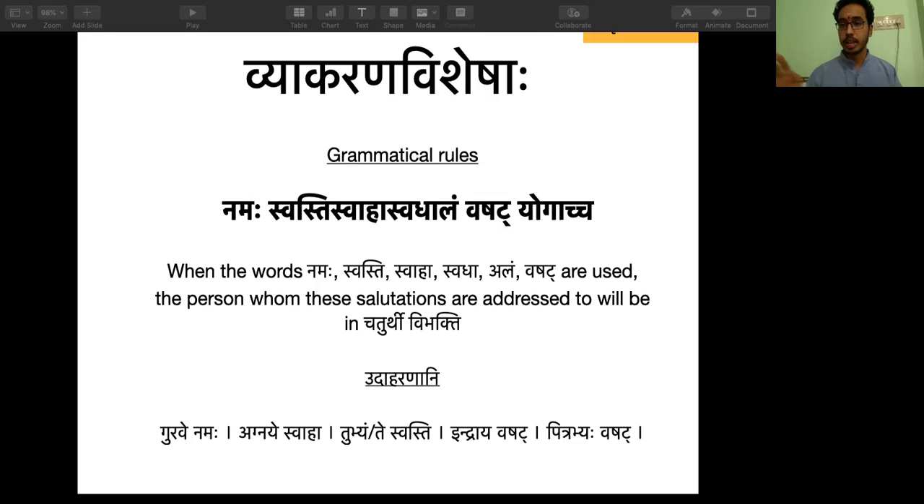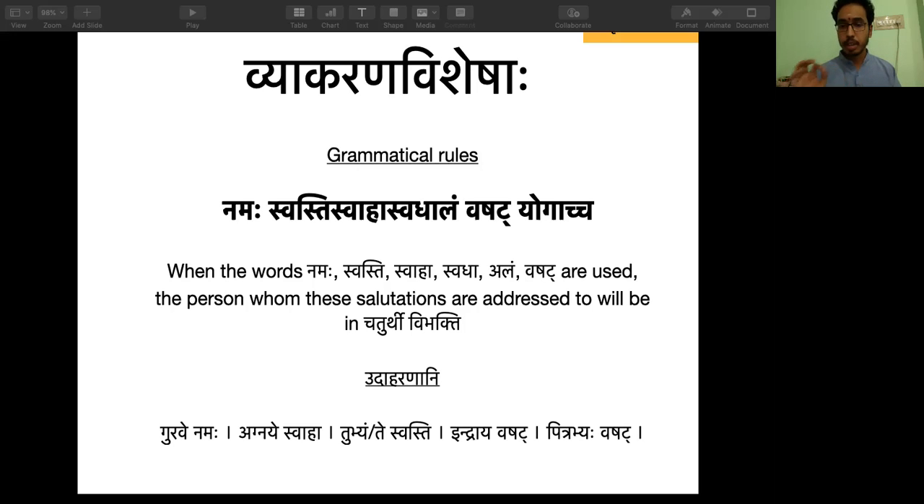Ninage Olleyadagali. To you, let everything be good. So Swasti also will get Chaturthi. To whomever you are giving this blessing, that receiver of the blessing will take Chaturthi Vibhakti. Tubhyam or te. Again, Vashat. Indraya Vashat. Pitrabhya Vashat. Swadha. Whenever you use these, for example, Indraya Swadha, Pitrabhya Swadha, the same applies.